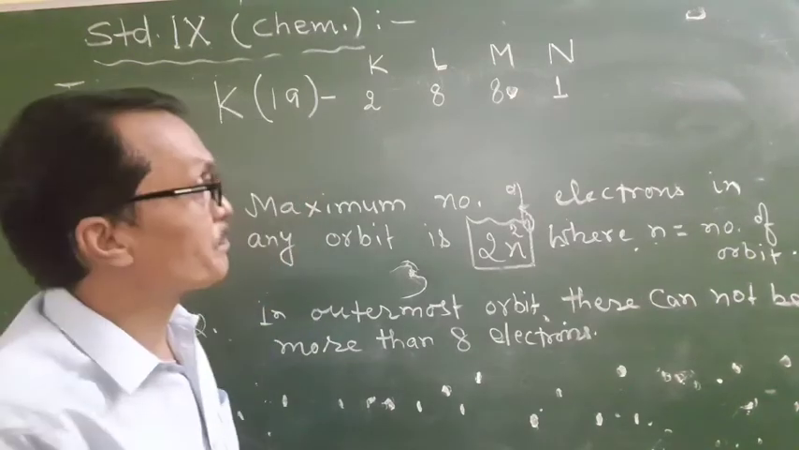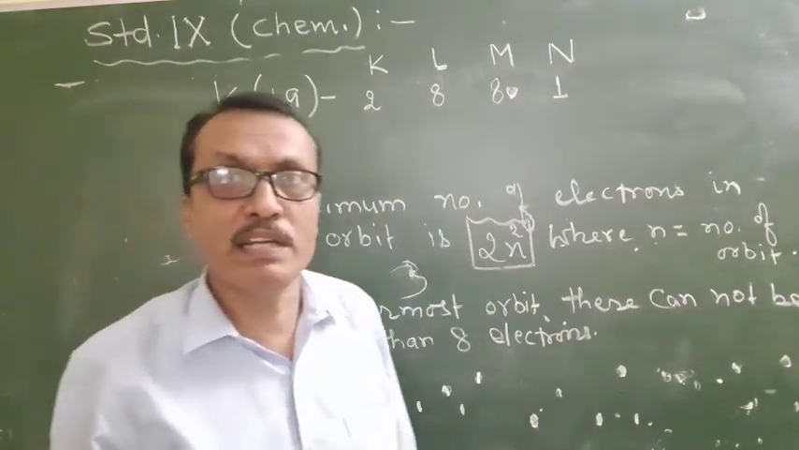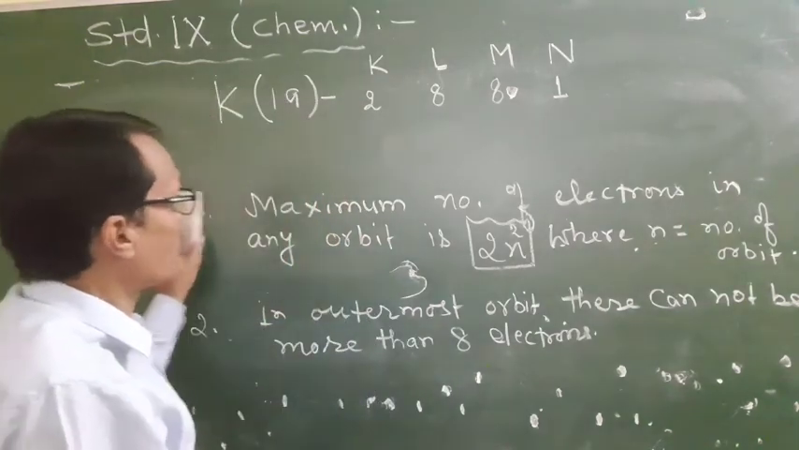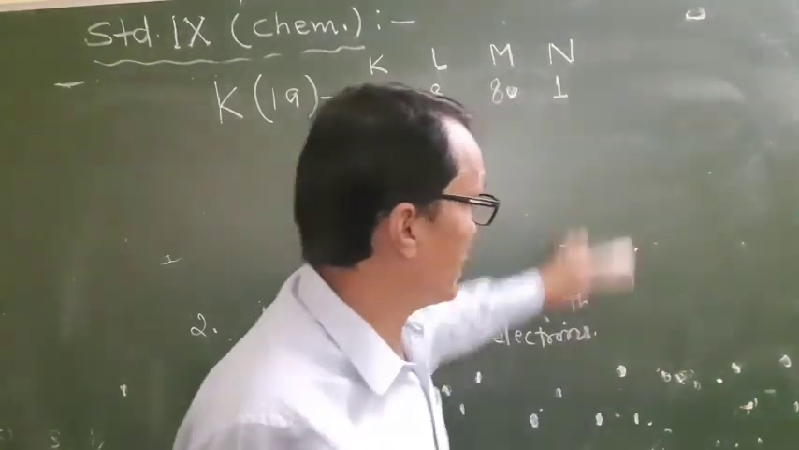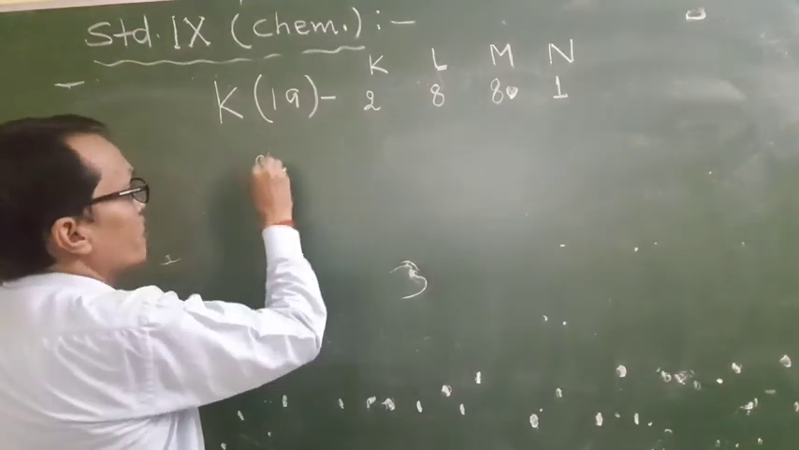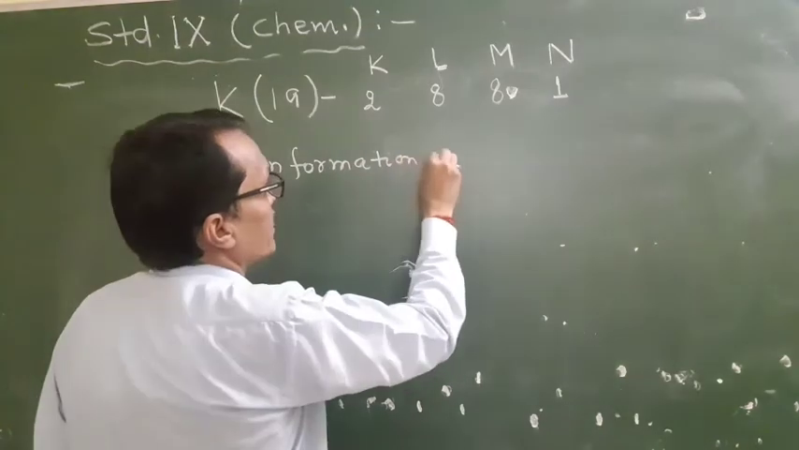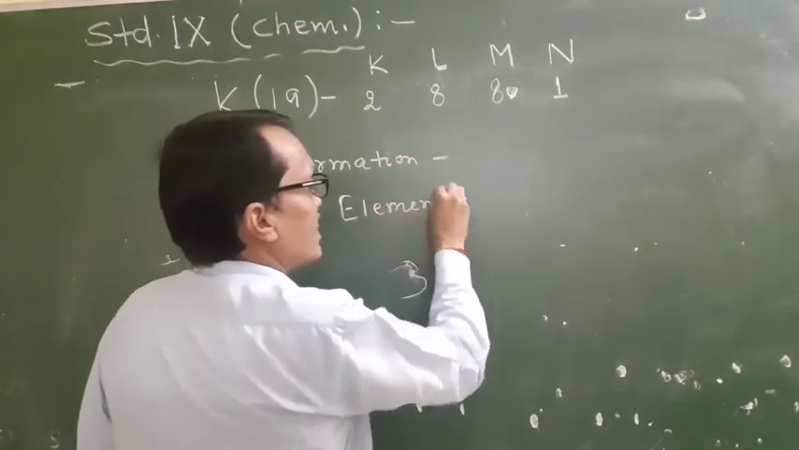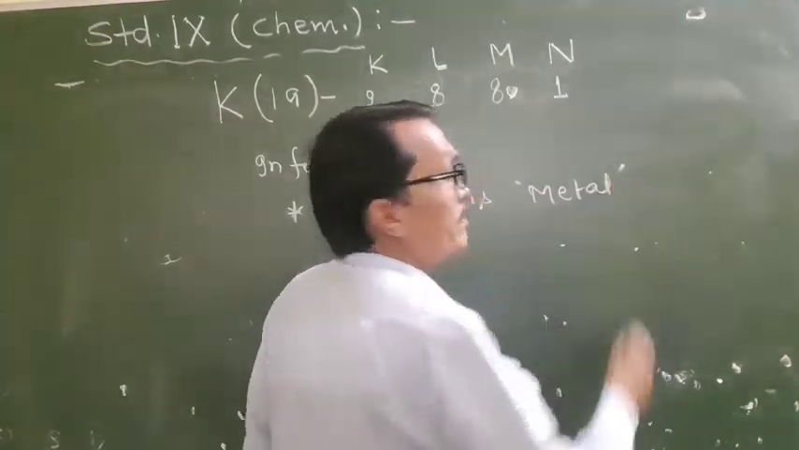Now students, this is the electronic configuration of potassium: 2, 8, 8 and 1. Now students, see, from this electronic configuration we get so much information about potassium. So what information do we get from the electronic configuration? The first information: the element is a metal. It means potassium is a metal.